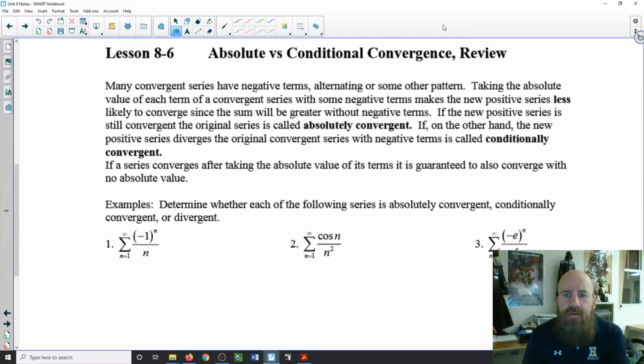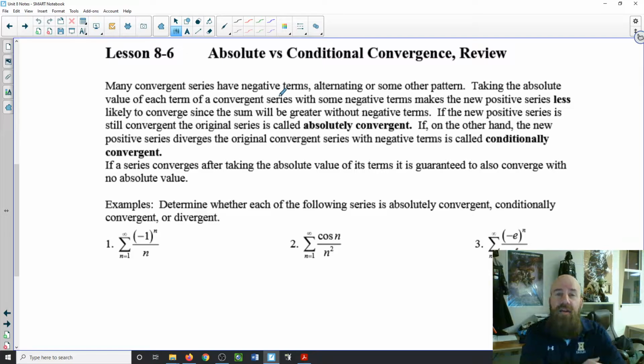Okay, we're looking at the last topic here in Unit 8. We're going to talk about absolute or conditional convergence. So when we look at a couple different types of series, you can read this, but the short of it is if you have a series that converges, there is a possibility that it doesn't always converge.